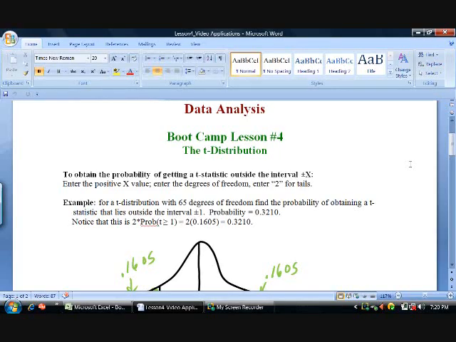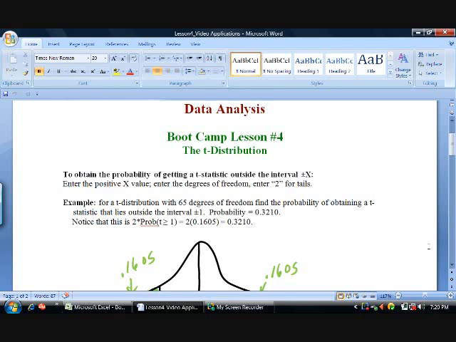Welcome to video number 5. What I'm going to look at now is the t-distribution, and specifically I'm going to look at TDist, the t-distribution in Excel. In your bootcamp lesson notes for lesson number 4, the t-distribution, if you look on page 2, you will find the example I'm working through.